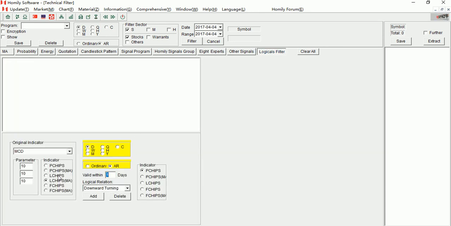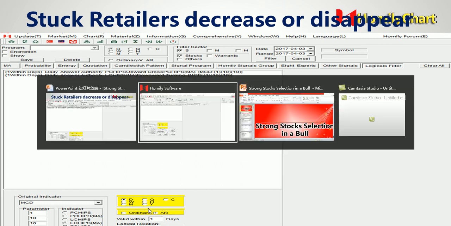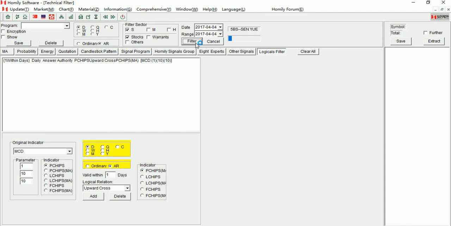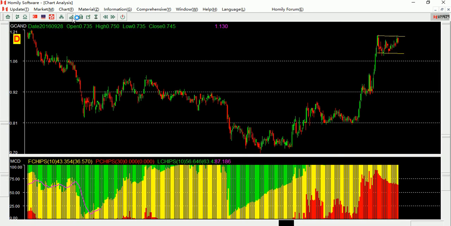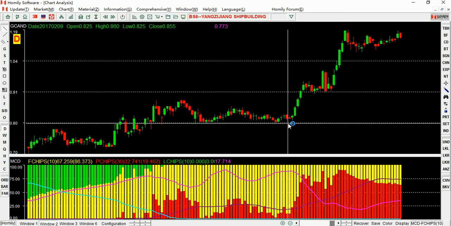Logical filter, multicolor dragon, change this one to one. Profit chips, you see this one, I combine these two together, okay? I set profit chips upward cross profit moving average, click add. So let's filter again. What does that mean? Profit chips upward cross profit moving average, like this area, okay?